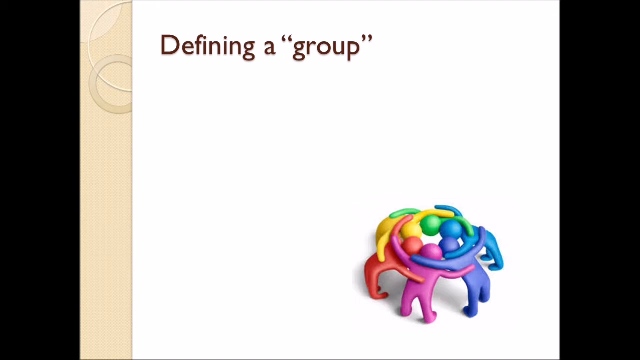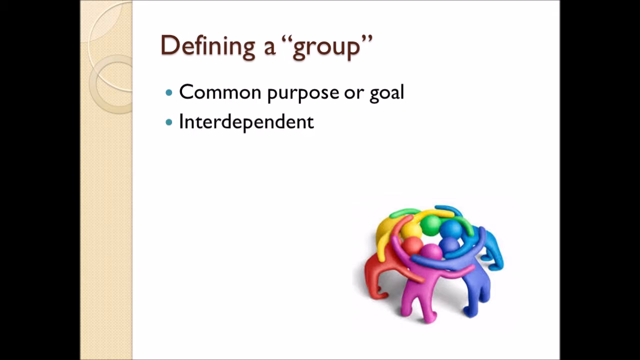When we talk about groups in this course, our definition is going to be based on the following criteria. First, these people have come together with a common purpose or goal. They've come together to accomplish a particular task, and all of the members are focused on accomplishing that task together. Secondly, the members of the group are interdependent. We all depend on each other to accomplish the task. We can't achieve the desired outcome individually.